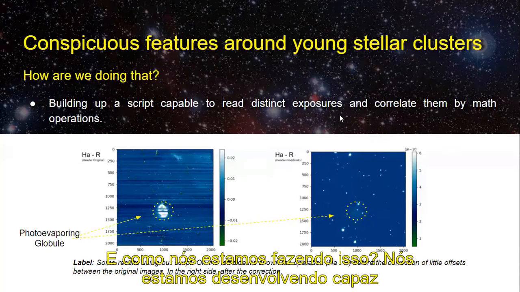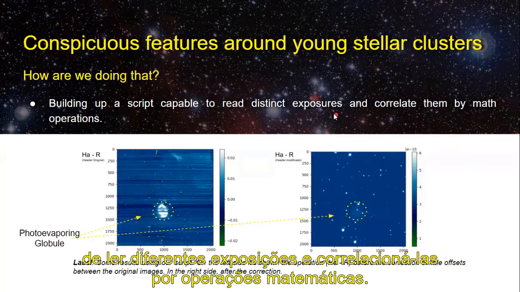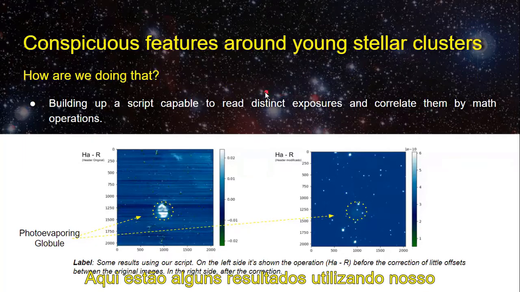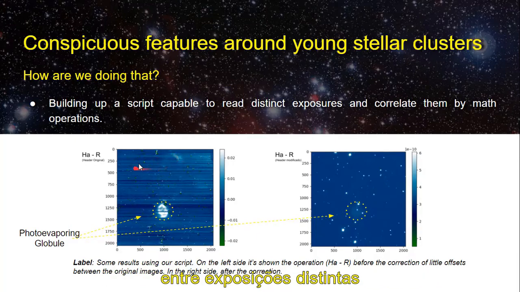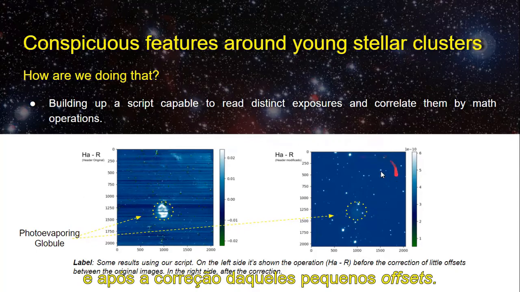And how are we doing that? We are building a script capable of reading distinct exposures and correlating them by math operations. Here are some results using our script before the correction of the little offset between distinct exposures and after the correction of those little offsets.